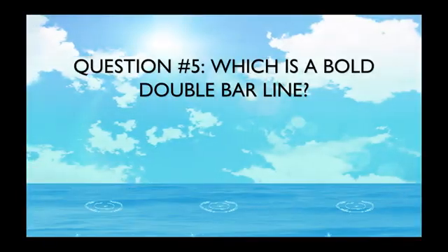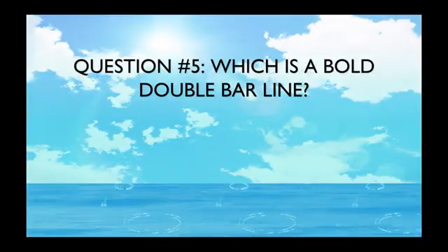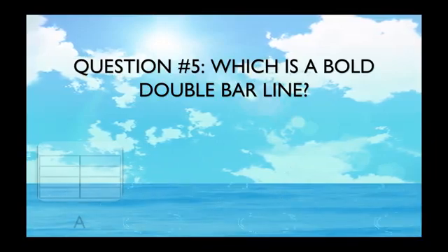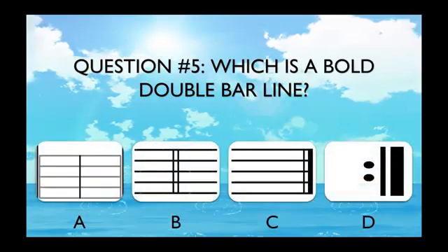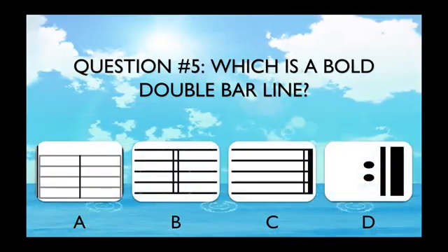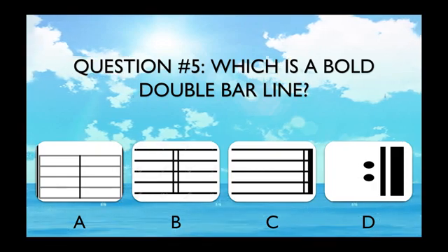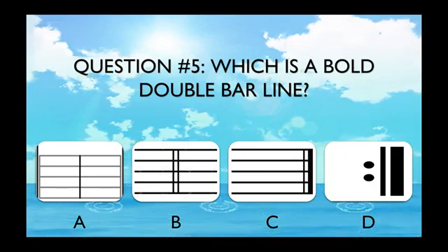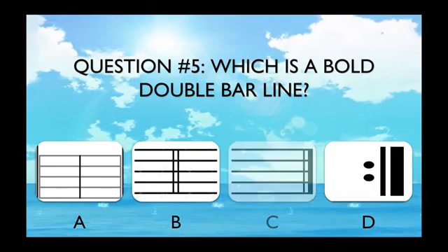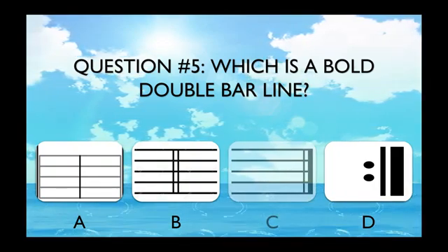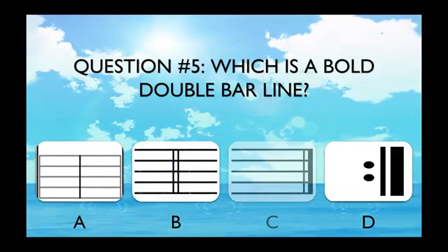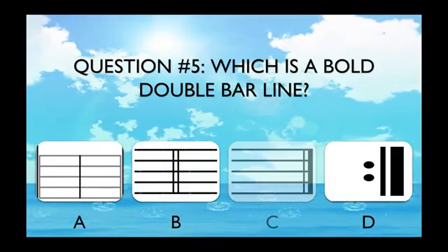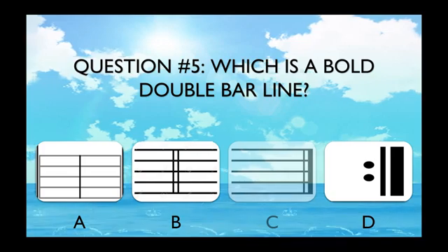Question 5. Which is a bold double bar line? A, B, C, or D? And the answer is C. C is our bold double bar line. It is 2 double bar lines, but one is bold and the other one isn't.